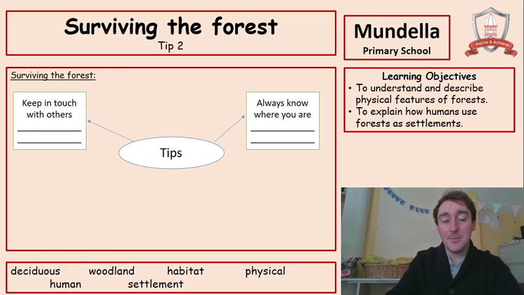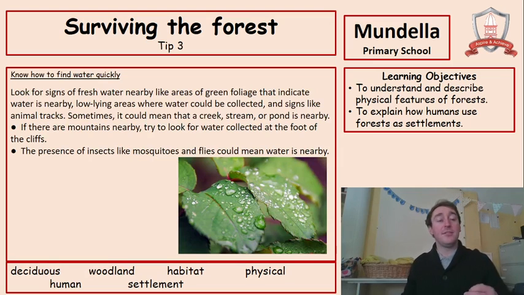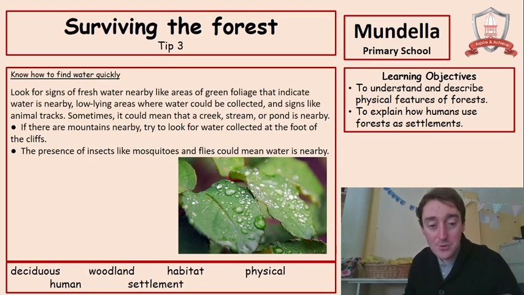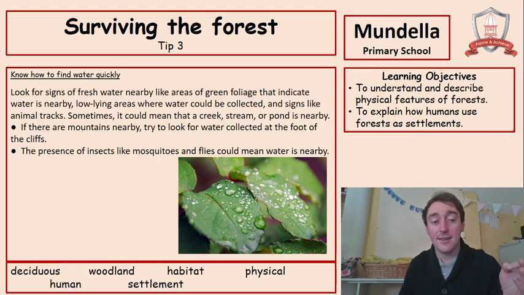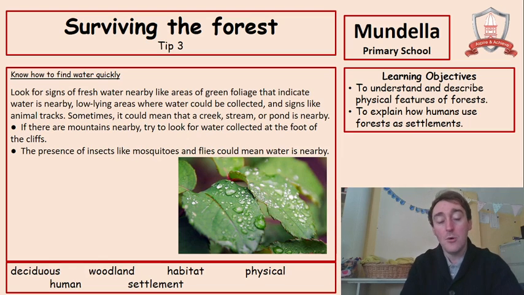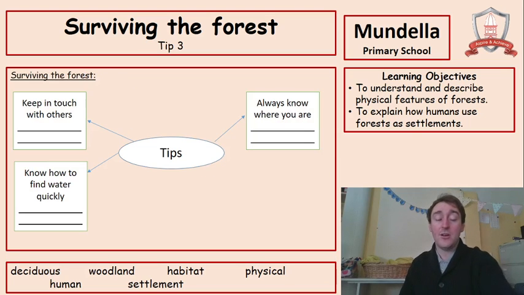Let's have a look at tip 3. Tip 3 is know how to find water quickly. Okay, so to do that, we can usually look, if there are mountains nearby, if there's mountainous areas, there's usually water at the bottom of those sometimes. Also, have a look to see how green the leaves are, because the greener they are, probably the more water they get. Tip 3 then, know how to find water quickly. Write that down.